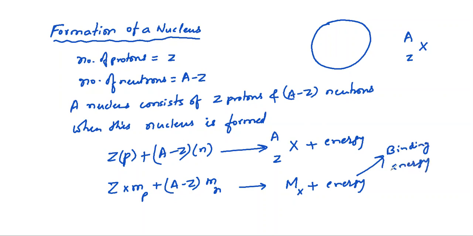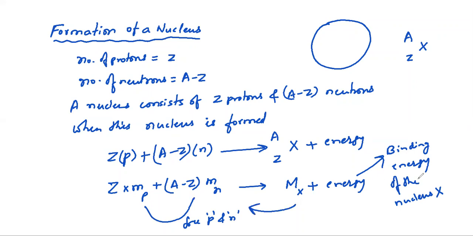So when this nucleus is formed from the free protons and free neutrons, I am talking about the free protons and neutrons, then energy is released, and this energy is called the binding energy of the nucleus X. So if you want to break this nucleus again into its constituents, you will have to give this energy. And if you want to form this nucleus, then this energy will be released.